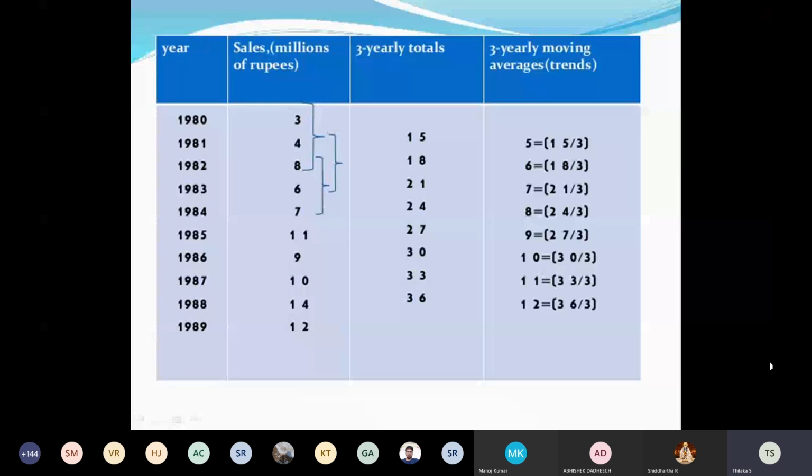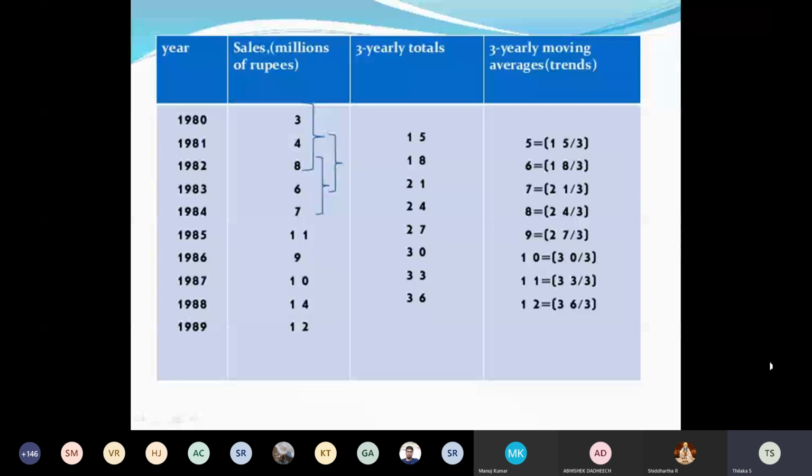Likewise, the second set has to be calculated from the second 3 numbers, that is 4, 8 and 6. The total is 18. That should be written in the middle of the years we have taken. Here we have taken 81, 82, 83, so the 18 should be on the middle year, on the line where the year is 1982. The average of 18 is 18 by 3, we take the total of 3 numbers, so the average is 6.